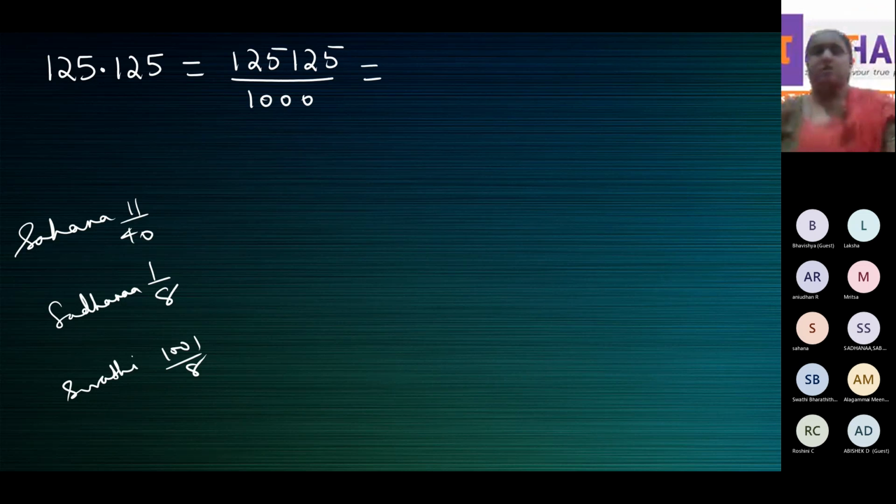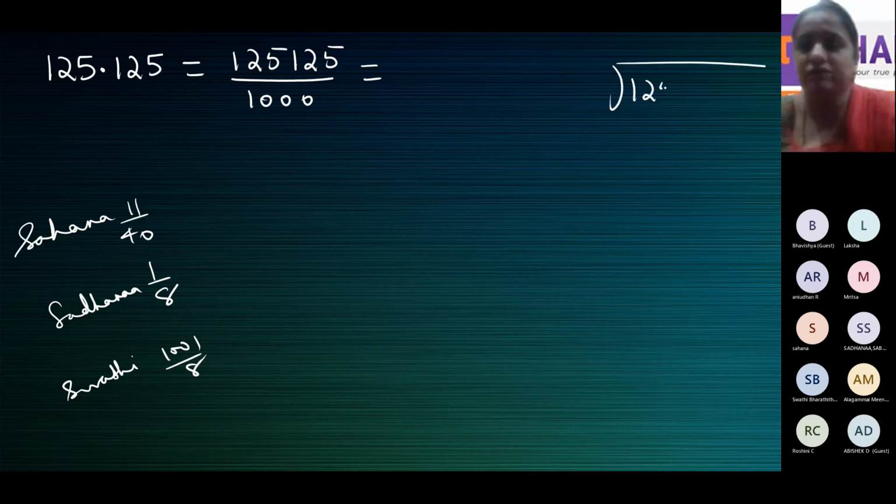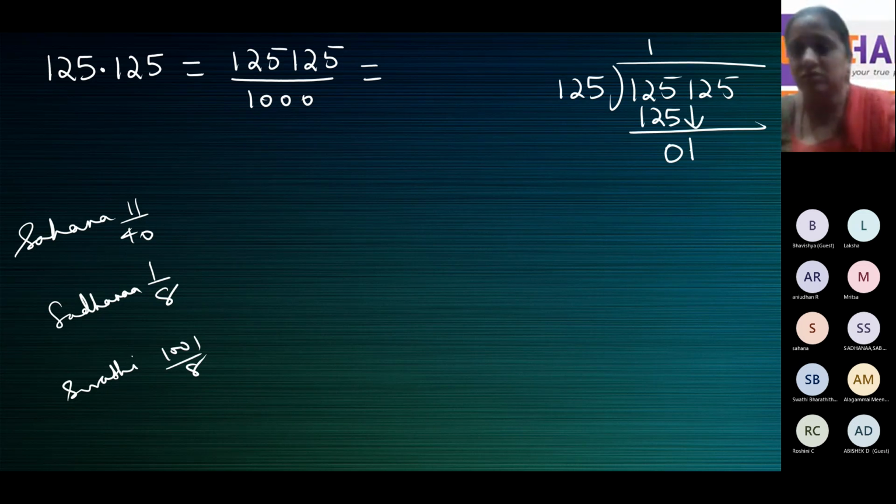Okay, fine. Now let's divide. Now the numerator and the denominator are divisible by 125. So I'm going to divide both by 125. That is 1,25,125 divided by 125. 125 ones are 125. 0 is the remainder. 1 comes down. It's not possible to divide, so add a 0 and bring the next digit down. 2 comes down. Again, it's not possible to divide, so add another 0 and bring the next digit down. Now 125 ones are 125 and the remainder is 0.